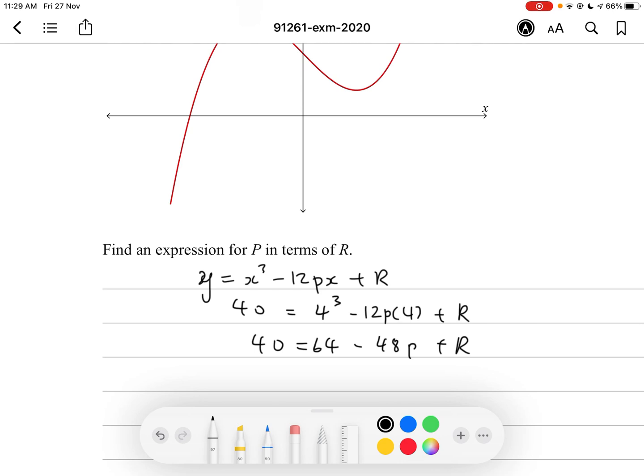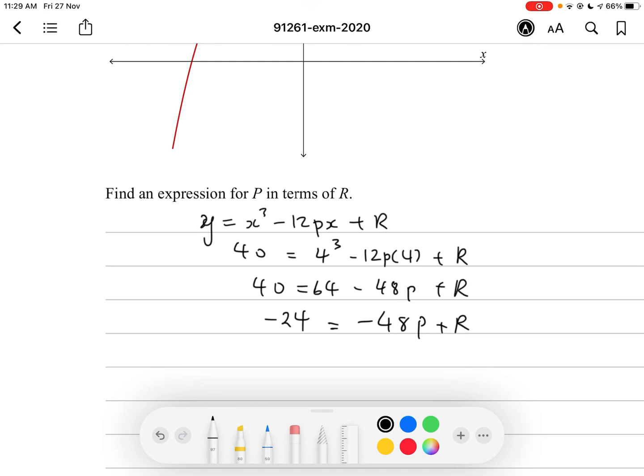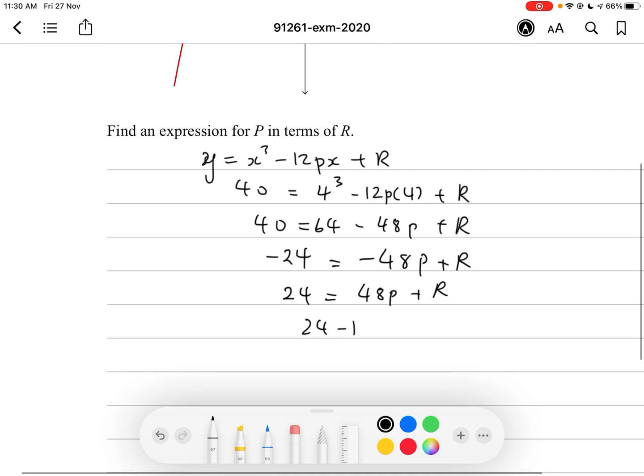So in this case, 40 equals 4 cubed, which is 64, minus 48p plus r. If we subtract 64 from both sides, we get negative 24 equals negative 48p plus r. We want an expression for p in terms of r, so we're going to make p the subject. We can multiply everything by -1, so we get a positive p. So we have 24 equals 48p plus r. Therefore 24 minus r equals 48p, and therefore p equals (24 minus r) over 48. That should be our final answer for this question.